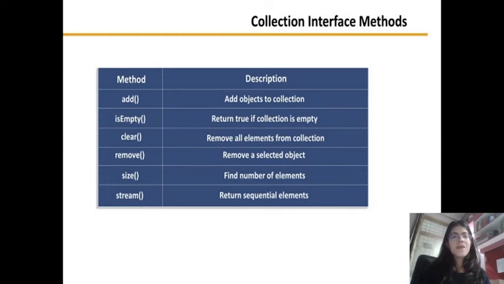Then we have add. It is used to add an object in our collection. isEmpty is used to check whether a collection is empty or not. Clear removes all elements from a collection. The remove method removes a selected object. Size is used to find the number of elements present in a collection, and then stream returns the sequential elements.